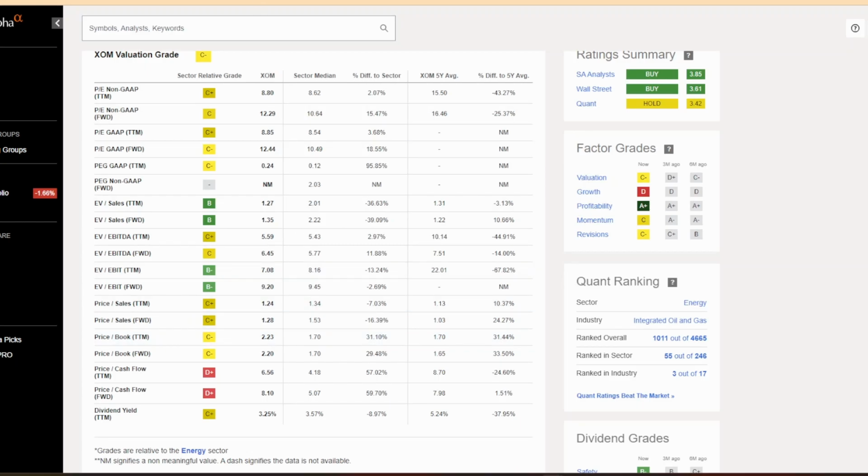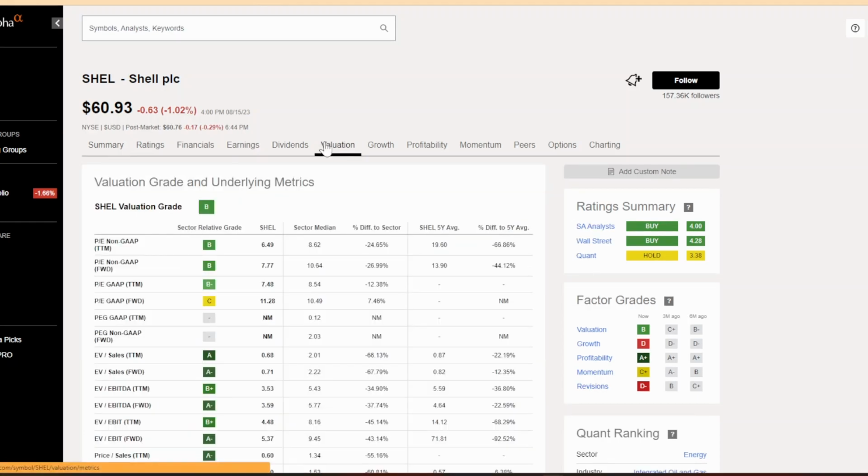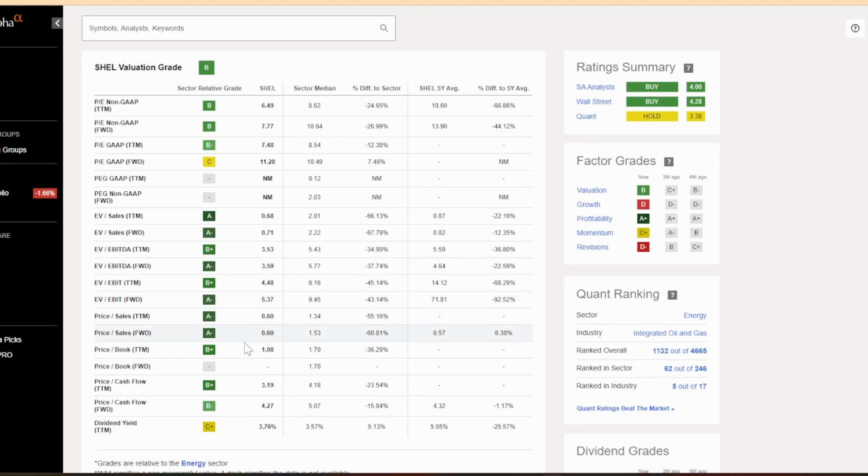In comparison, if we go to Shell, Shell has also had a fantastic growth this year. And if we go to the valuation, scroll down to the price to book ratio for the trailing 12 months, we can see that it has 1.08, which is over 36% less than the sector price to book ratio. So in my opinion, if I was interested in buying a company in the energy sector, I would look at Shell before I would look at Exxon, because I think Exxon is going to be a bit overvalued and Shell is going to be a bit undervalued.